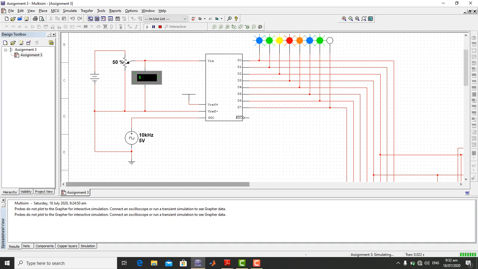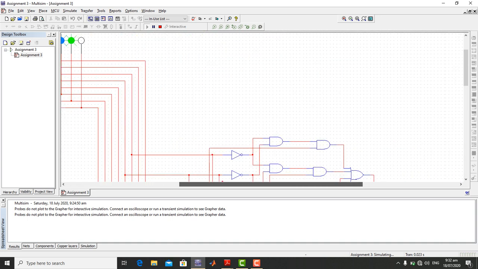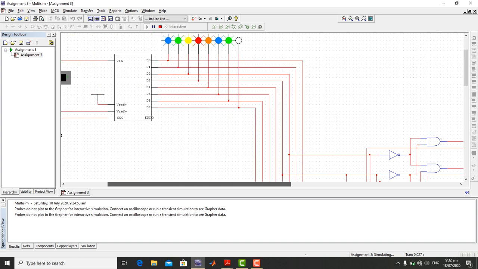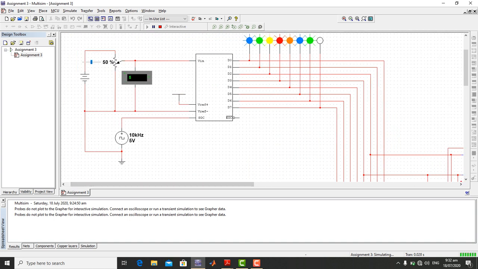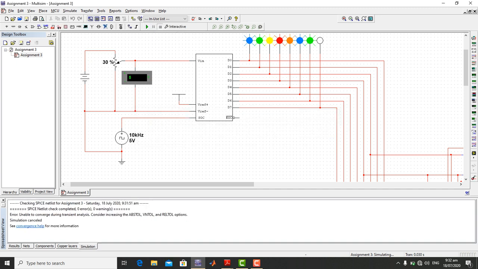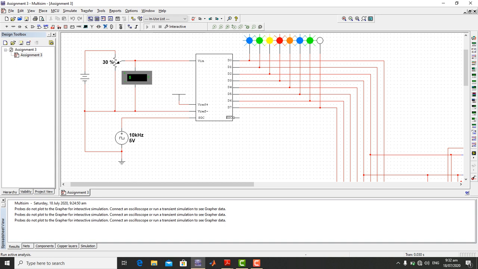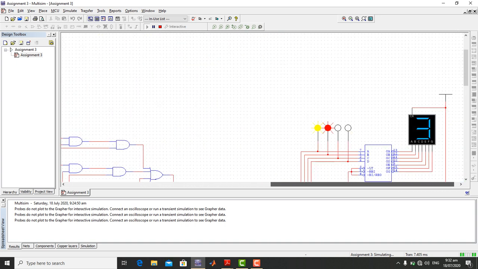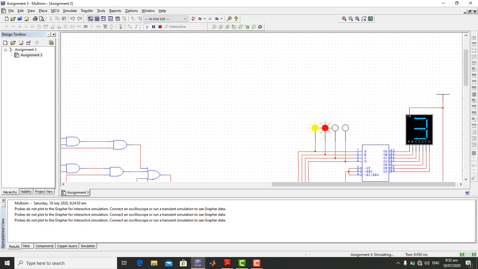Here the analog voltage is 5 volts and the digitalized voltage is also 5 volts. So the circuit is working perfectly. Here the analog voltage is 3 volts and the digitalized voltage is also 3 volts.